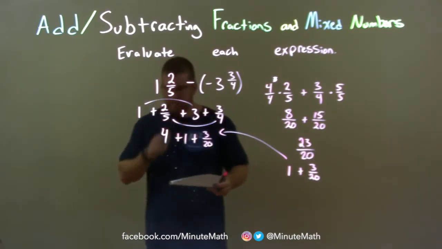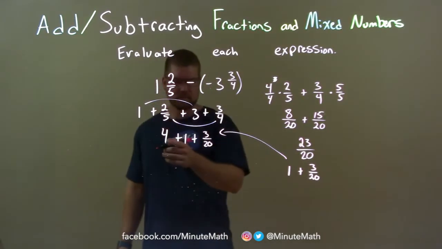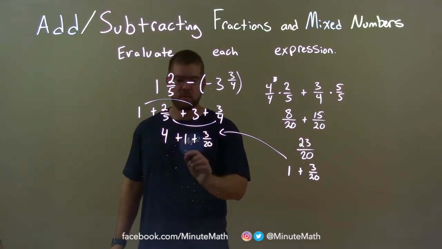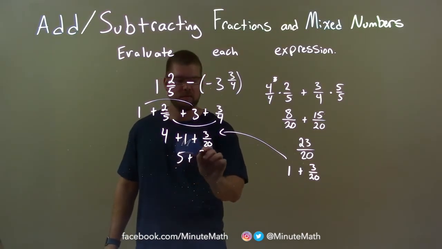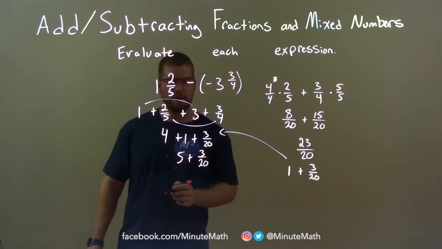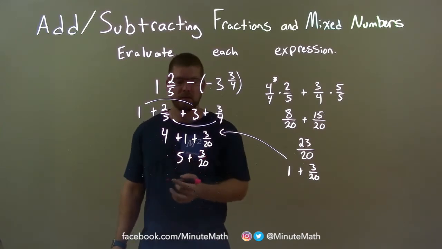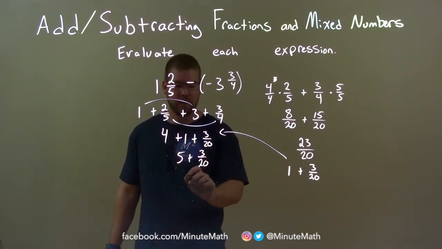Okay? And so we add our whole numbers. 4 plus 1 is a 5. And we have 3 over 20 right there. Okay? Now we can combine these two together to get our final answer, just one mixed fraction. 5 and 3 over 20.